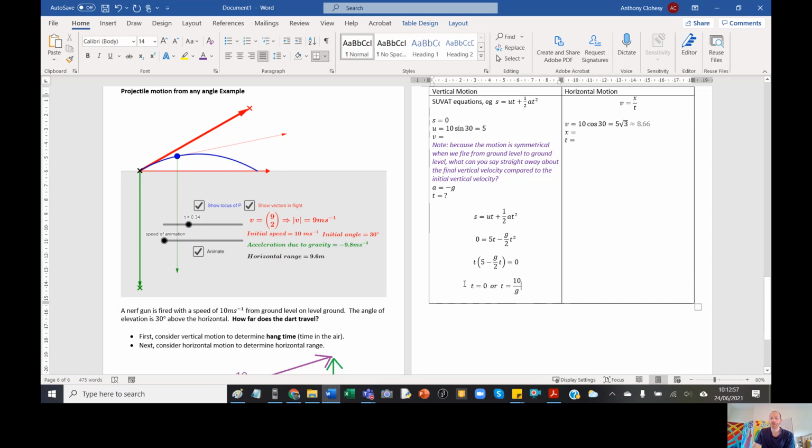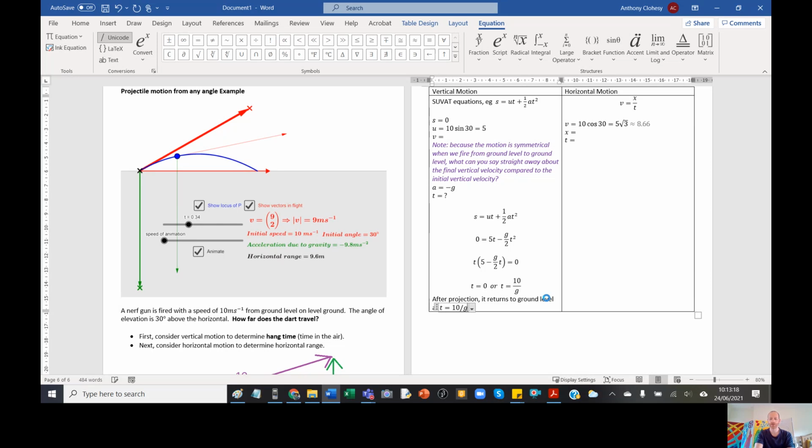But that one we can rule out, not because it's not true, but because it's trivial. If you say, when is this going to hit the ground? If I kick it from here, you say, well, it's already on the ground. Well, true, but not useful. So we're going to say after projection, first it returns to ground level at t equals 10 over g.